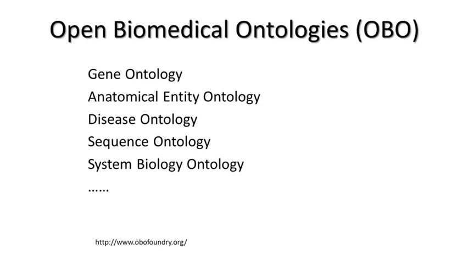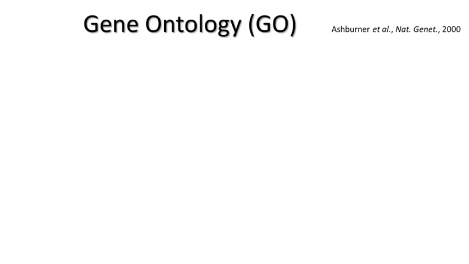Open biomedical ontologies collect major ontologies in life sciences, including gene ontology, anatomical entity ontology, disease ontology, sequence ontology, systems biology ontology, and so on. The most widely used by far is the gene ontology.